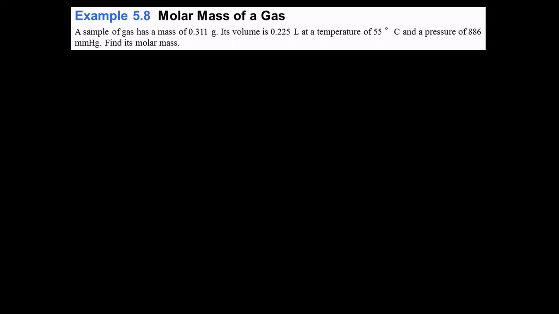All right, so first of all, ignore that number, obviously. It's not 5.8. It's from an old book. But if we look at the question here, we are asked, a sample of gas has a mass of 0.311 grams. Its volume is 0.225 liters at a temperature of 55 degrees C and a pressure of 886 millimeters of mercury. Find its molar mass. All right, almost everything in this problem is in the wrong unit. Everything except for the liters.